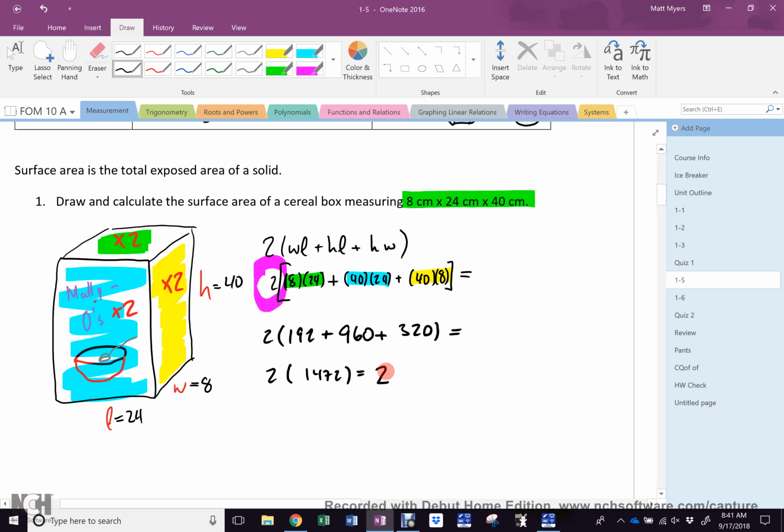Who has an answer for me? Oh, Hayden's going to give it because he was ready. What is it, Hayden? 2,944 centimeters. And we can't forget the squared because we have two dimensions.